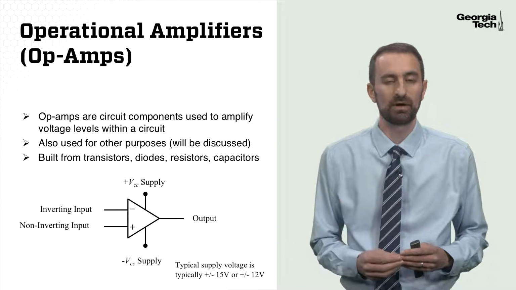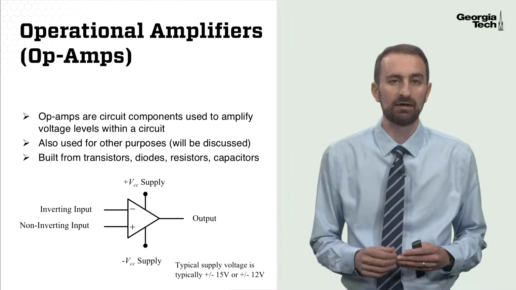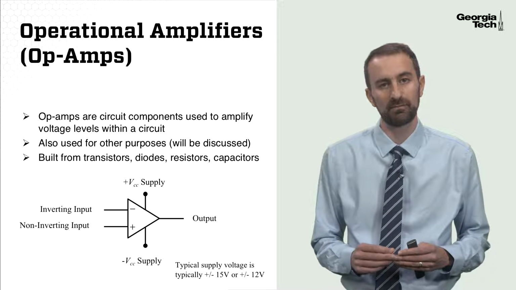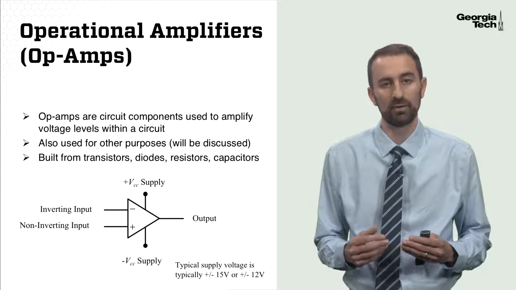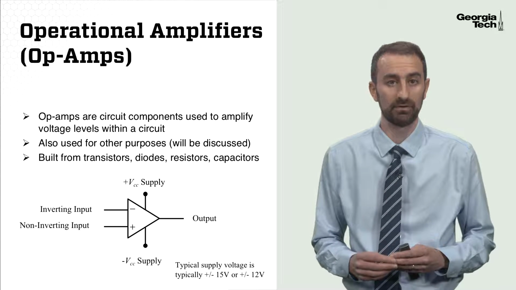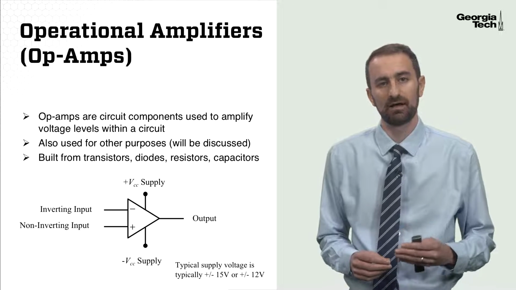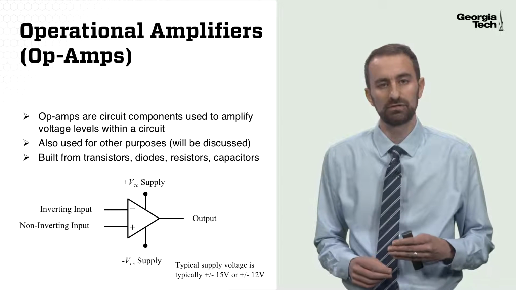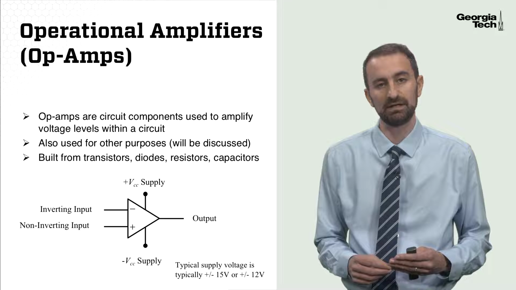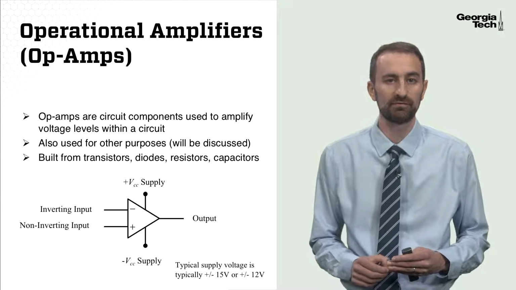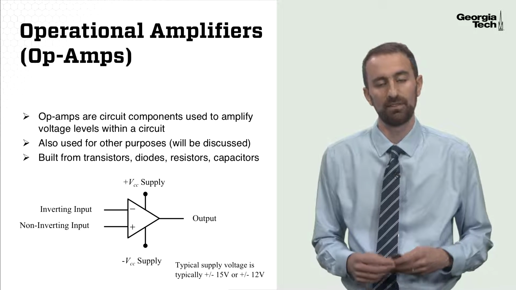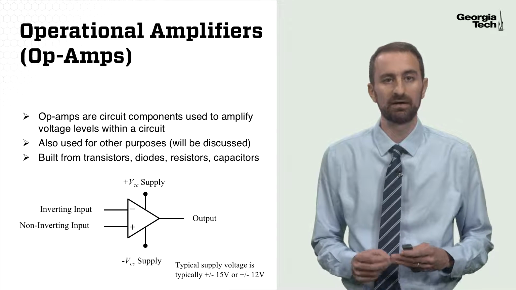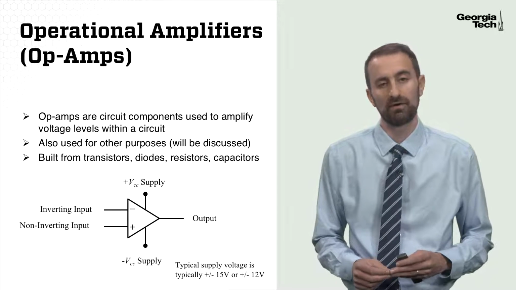The output of an op-amp is shown here, and we also have two other inputs to an op-amp that supply the op-amp with power. Those are called the rail inputs, or the supply inputs, and they typically require voltages at plus or minus 15, so a positive supply of 15 volts and a negative supply of negative 15 volts. Those rail voltages vary in magnitude depending on the model of op-amp that you use.